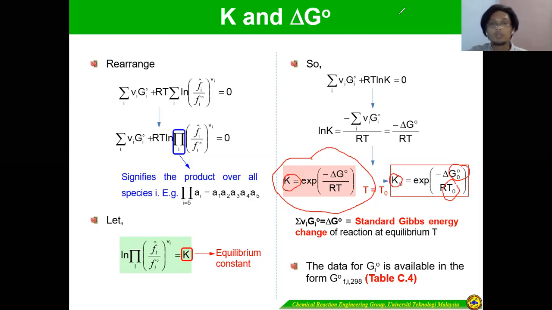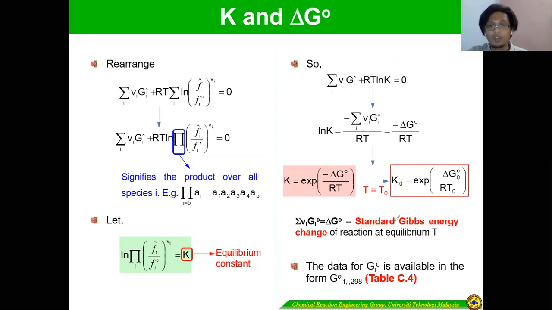Okay, but this one is only at the standard condition. What happens at a different temperature? We will look at that later. So delta G naught, the standard Gibbs energy change of reaction, is at the equilibrium temperature. For G naught, you can refer to table C4. If you want to do delta G naught calculations, just refer to table C4 and you can determine K naught. This one is only at the standard state.